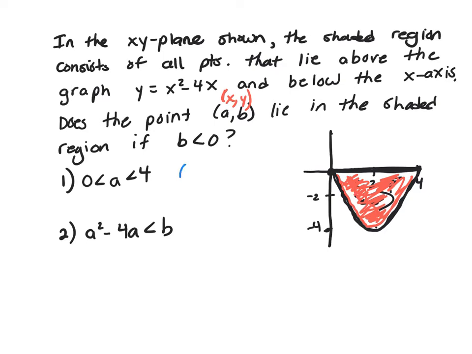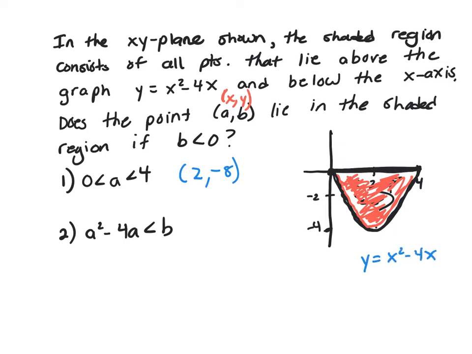So I could look at the ordered pair, let's say (2, -8), and that ordered pair is not going to be in there. And that reminds me of something. Let's go back and look at this y equals x squared minus 4x.